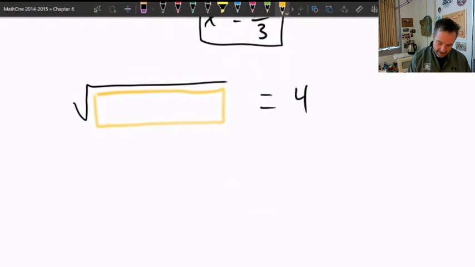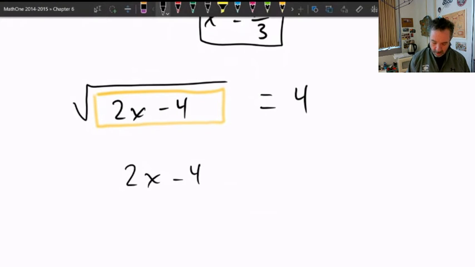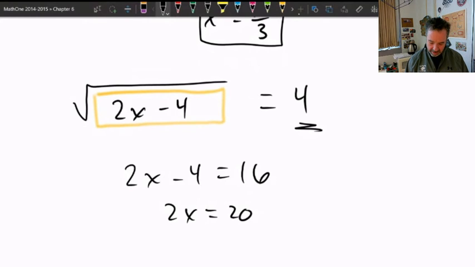So I could say, if this was, for example, 2x minus 4, the question is, what's x? What value of x would make this whole thing true? Well, I know that 2x minus 4 must be the number 16. Looking inside, that thing has to be 16, because the square root of 16 gives me my answer of 4. Therefore, 2x must be 20. Therefore, x must be 10. So x has to be 10.